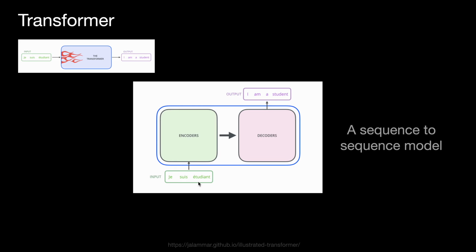And by the way, the transformer is not just limited to words or sentences. It could be sequences of many other things, right? For example, from a sequence of stock prices, we want to predict the sequence of stock prices of another company, or something like that.